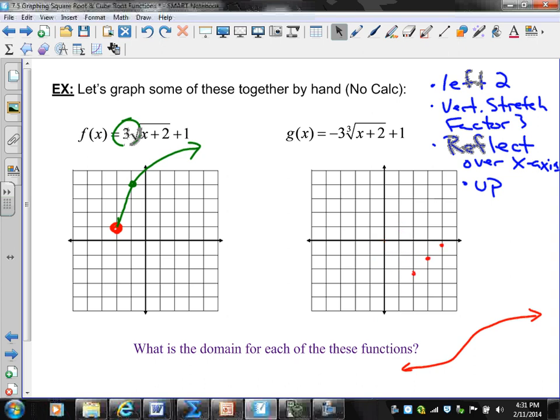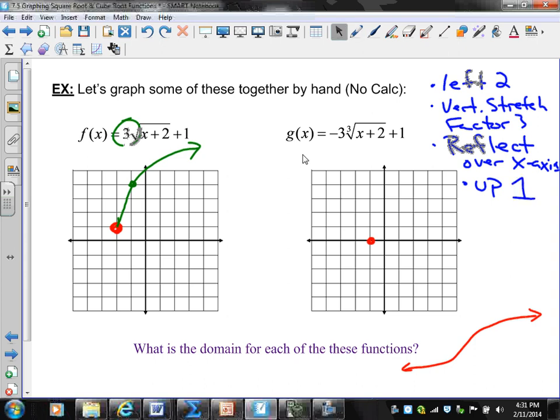So 0, 0, where does it go? Well, it goes left 2. Vertical stretch isn't going to affect this point. Reflection's not going to affect this point either. But it is going to go up 1. Okay, so that's where my 0, 0 went.